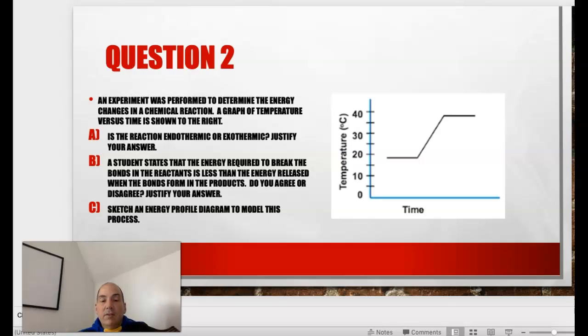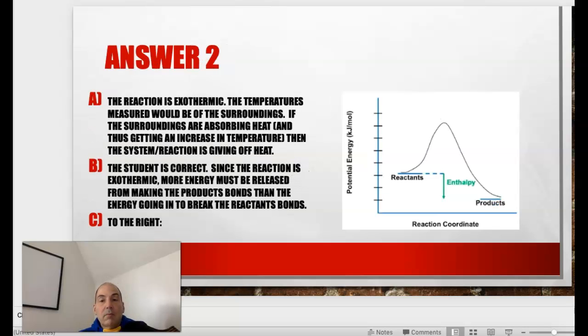And then it says to sketch an energy profile for the reaction. Okay, so what do we know? We know it's an exothermic process, so that means that the reactants have to start with a higher enthalpy than the products. Okay. So we should end up with something kind of like this.